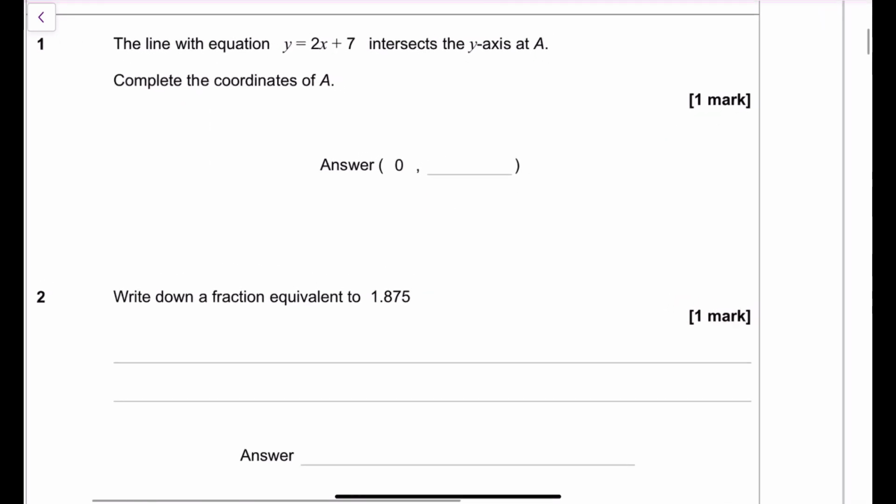The first question says, the line with the equation y equals 2x plus 7 intersects the y-axis at A. Complete the coordinate of A. So this wee number here, this is what's called your y-intercept. So it is 7. So you imagine that line, it crosses at 7. And it's got a gradient of 2, so it looks like this, but it crosses at 0, 7.